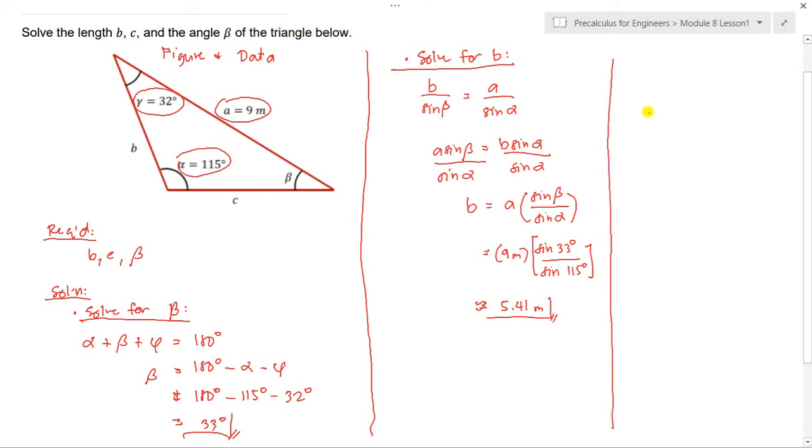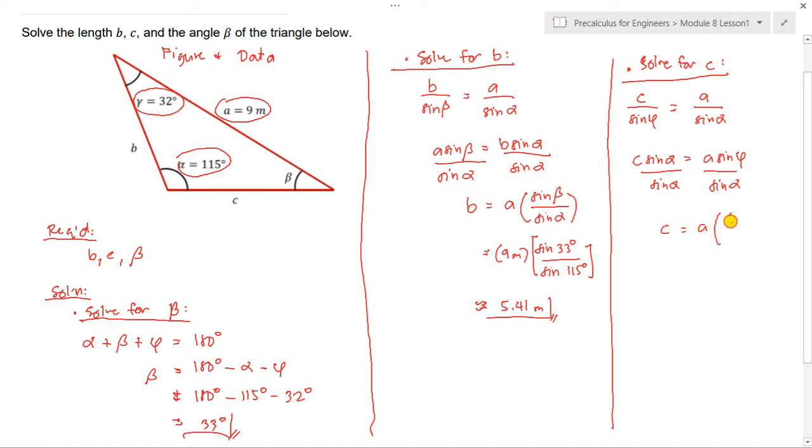Now, next is the last one, we're going to solve for side C. So, C over sine gamma is equal to, you can have B over sine beta, since nasolve mo na si B, but ako lang pili si A gihapon. So, A all over sine alpha. Anyway, same gihapon ang makuha nimo. So cross multiply, we have C sine alpha equals A sine gamma. Divide both sides by sine alpha. So we have C is equal to A multiplied by sine gamma all over sine alpha.